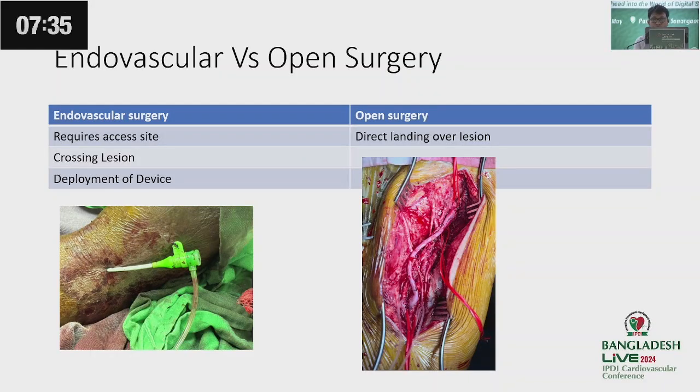Most of my slides are pictorial. This is the difference between endovascular and open surgery. In endovascular surgery, we require access, crossing lesions and deployment of the devices. In open surgery, we have direct landing over the lesions and repair or revascularization. The merits and demerits of endovascular versus open surgery are known to everybody.